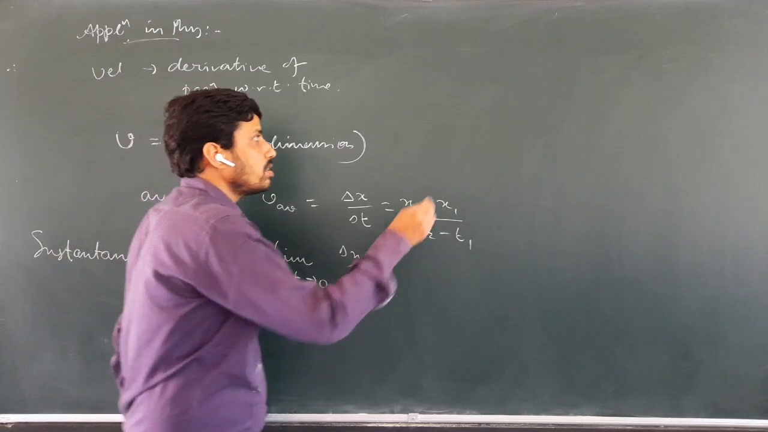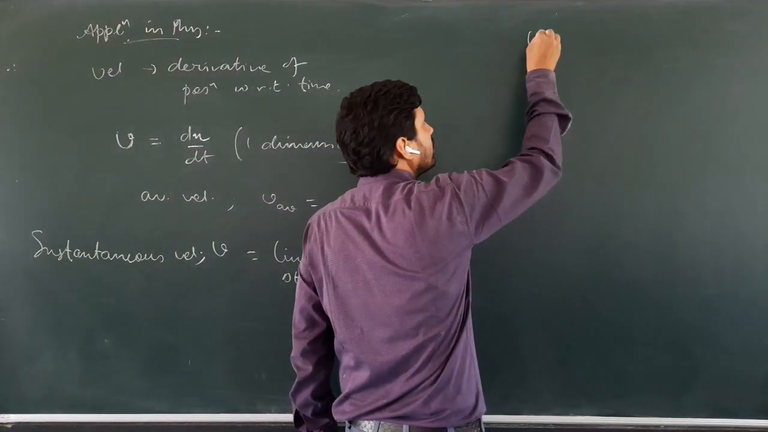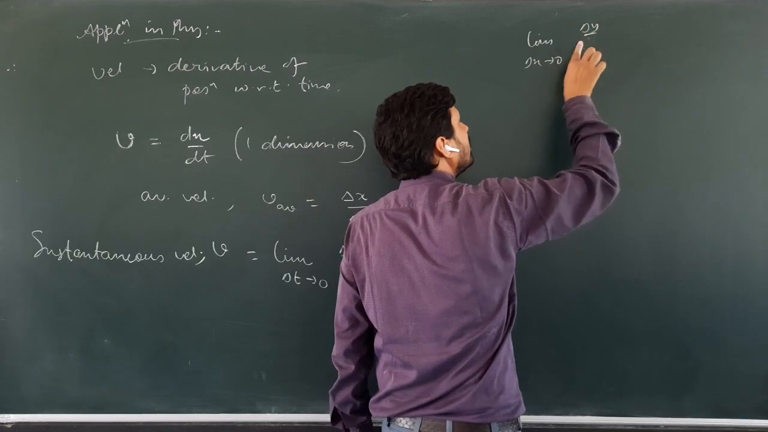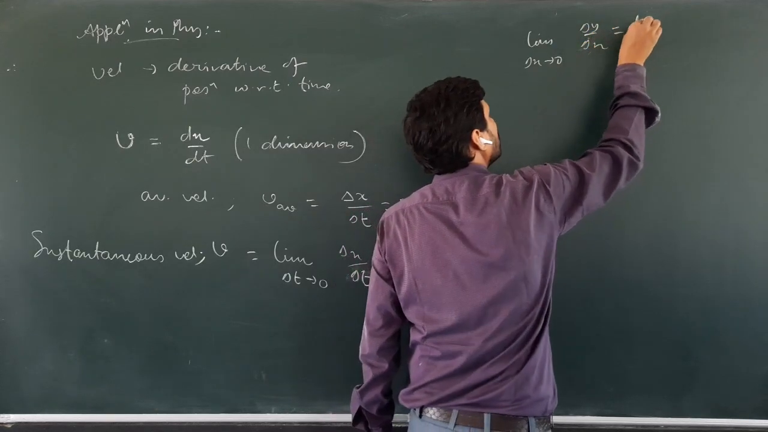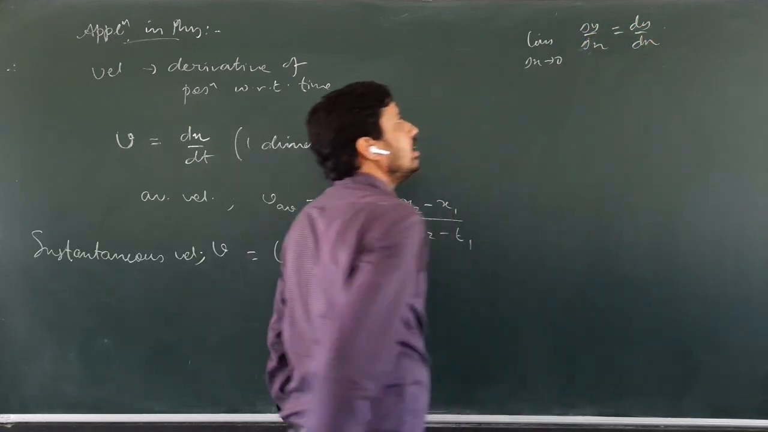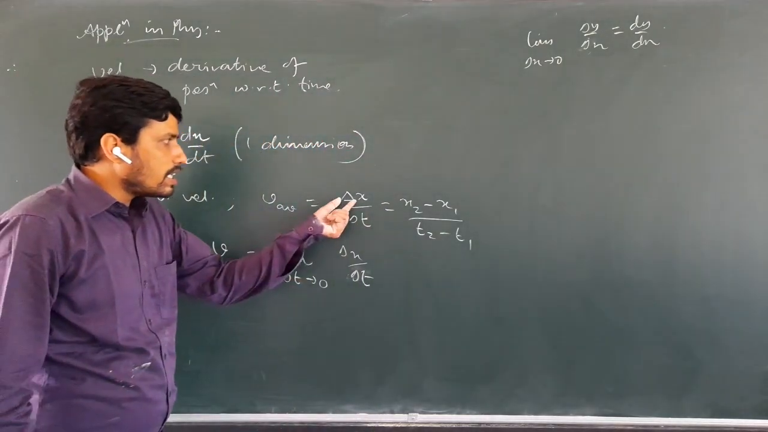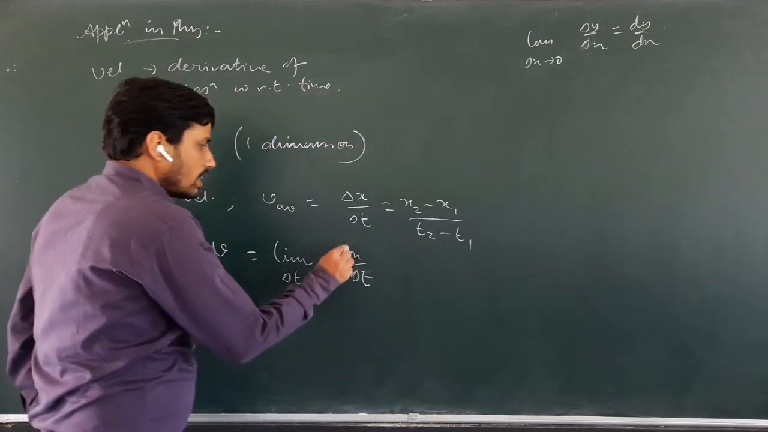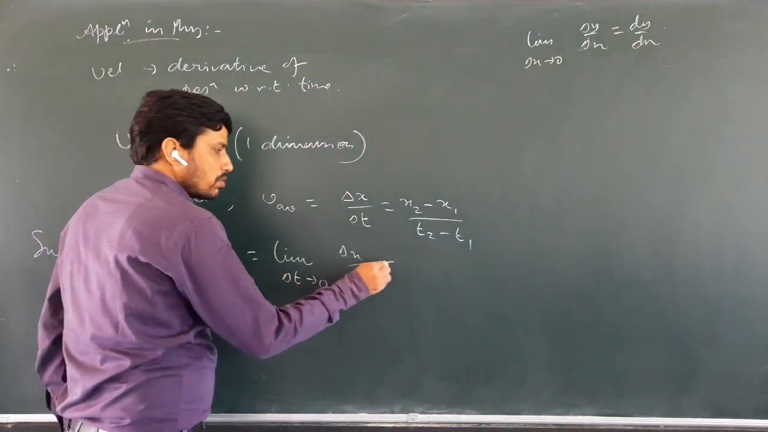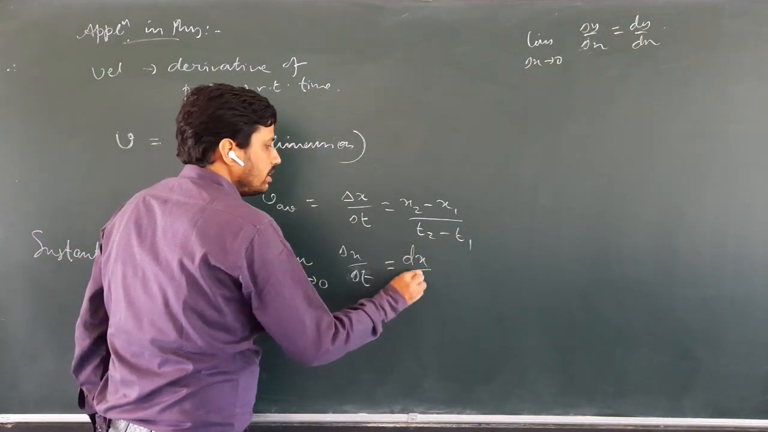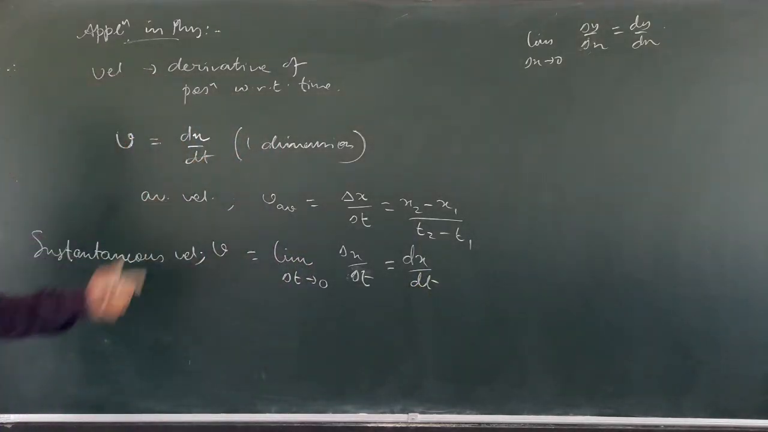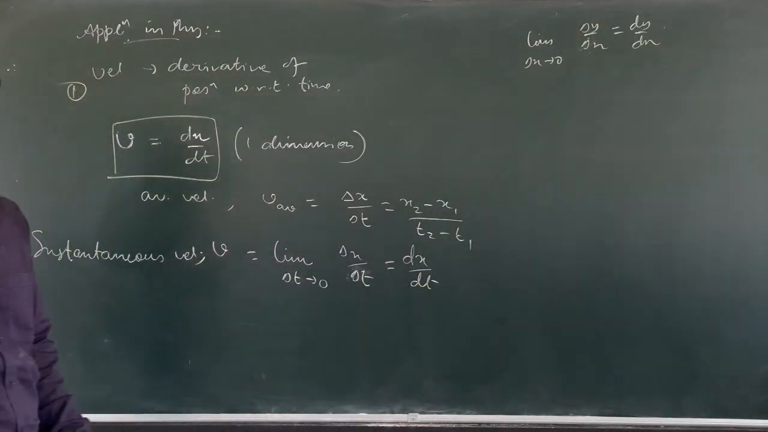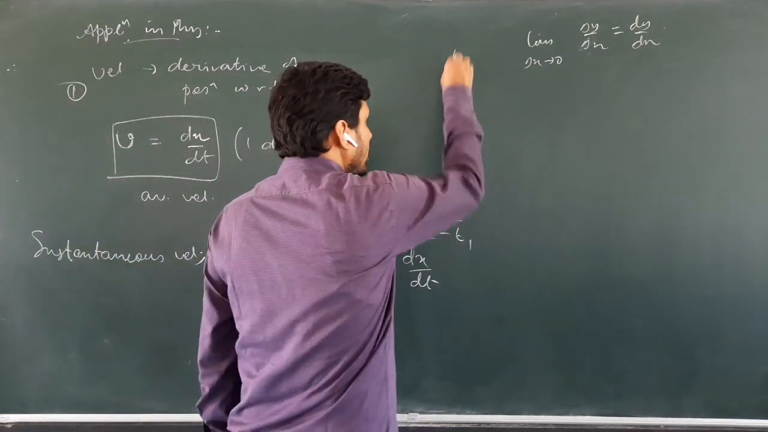Now let me remind you students, we have discussed earlier limit delta x tends to 0 of delta y by delta x is equal to dy by dx. Likewise, here delta we will replace by d. So delta x by delta t, limit delta t tends to 0, will become dx by dt, which is what I have written here. This is application number 1.